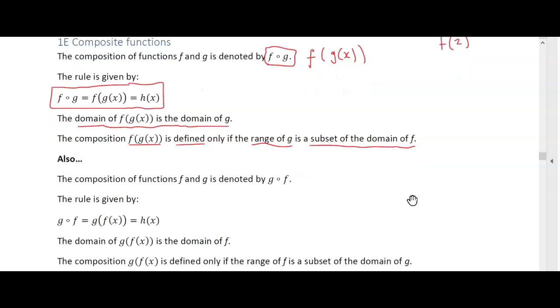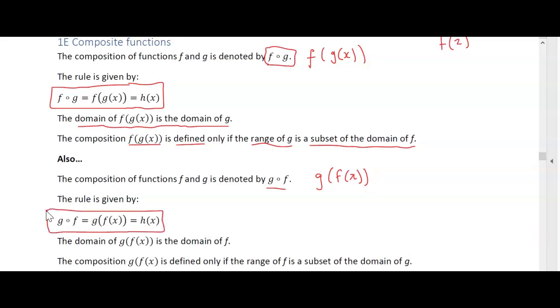Now, you can have the opposite as well. All we're doing in this second part is g of f. So we're substituting f of x into our function g. Okay, so you can see that's here. And you can call that a new function if you like. You can call it h of x.